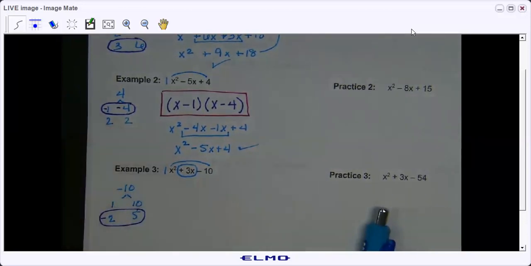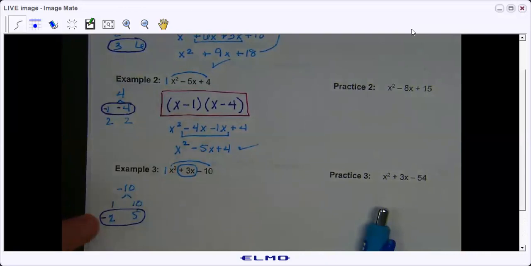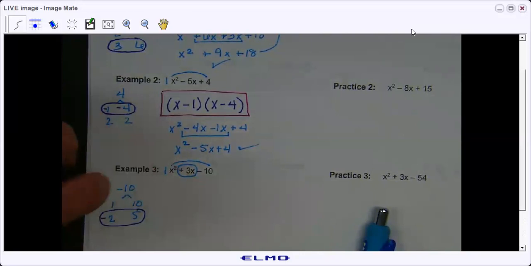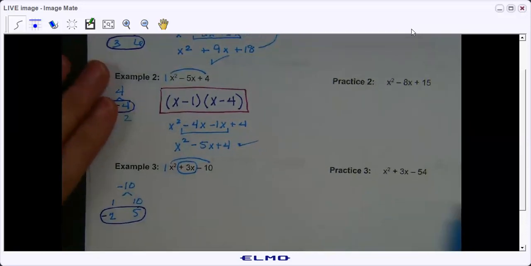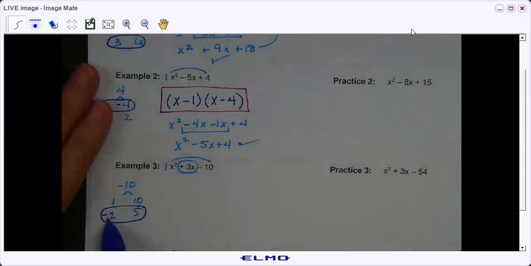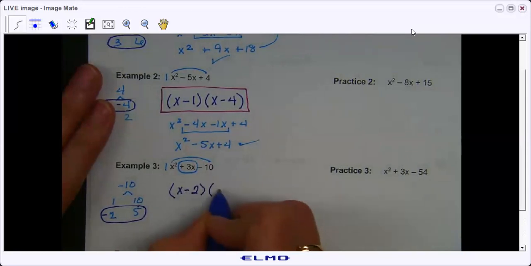So basically, if this middle term, we call it the B term, if it's positive, your smaller number will be negative. But if it's negative, your larger number will be negative. And that's just some number sense that you need in order to be able to quickly figure these out. So now we're going to plug these into two binomials. So we have x minus 2 times x plus 5.